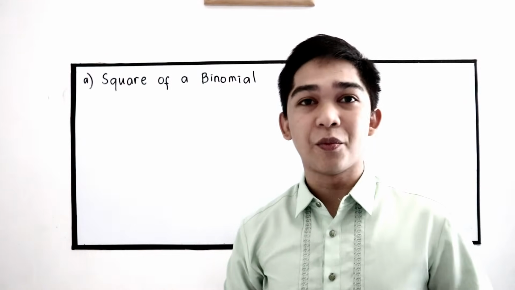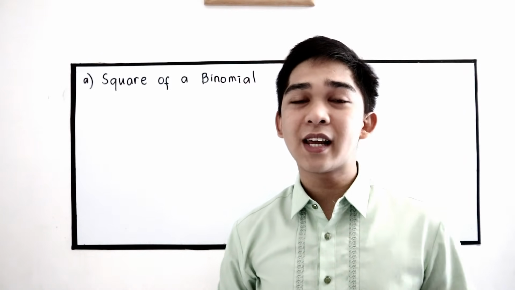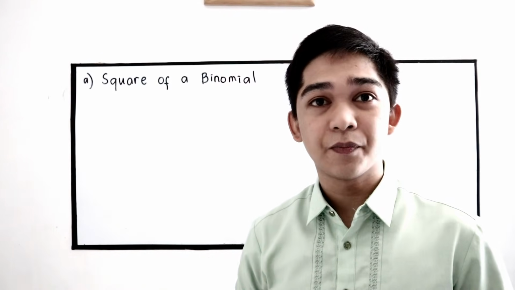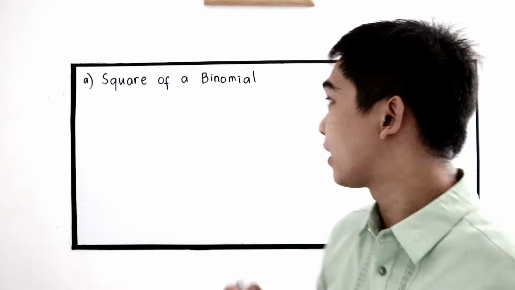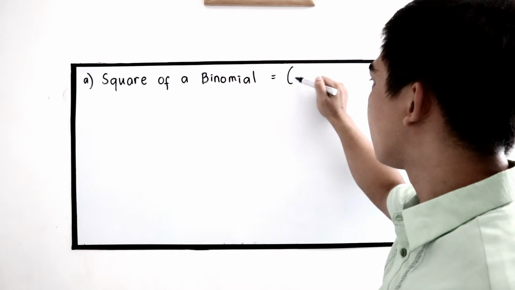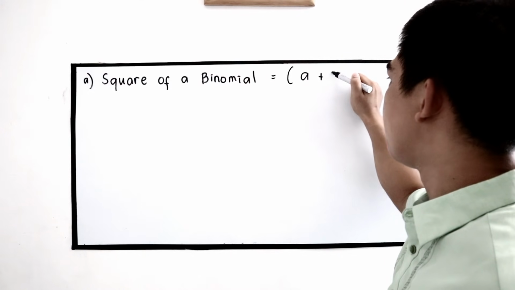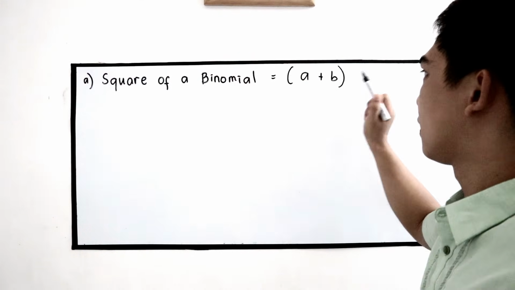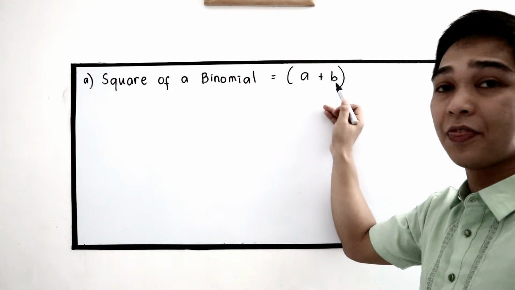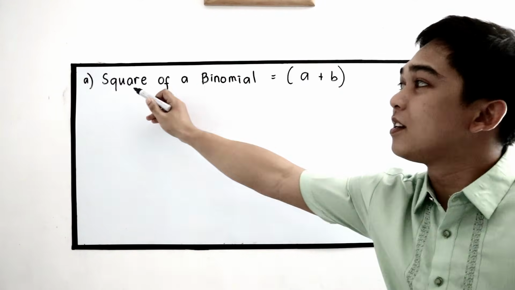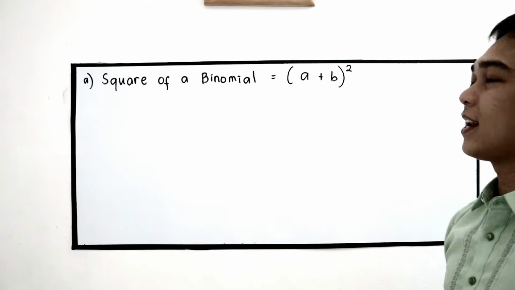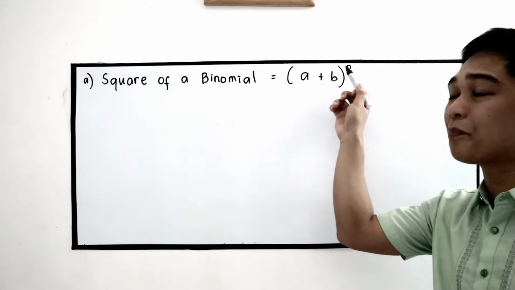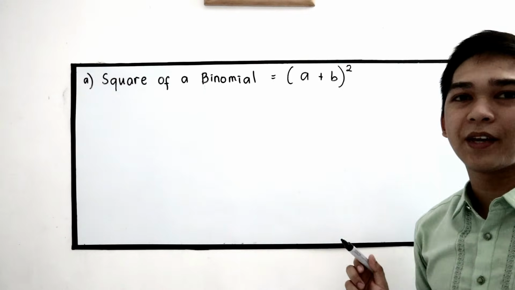Now let us begin with the square of a binomial. So first, let us recall what a binomial is. A binomial is an expression with two terms. For example, we have A plus B, the first term and the second term. Square. So we need to square the binomial. This is an example of a square of a binomial.